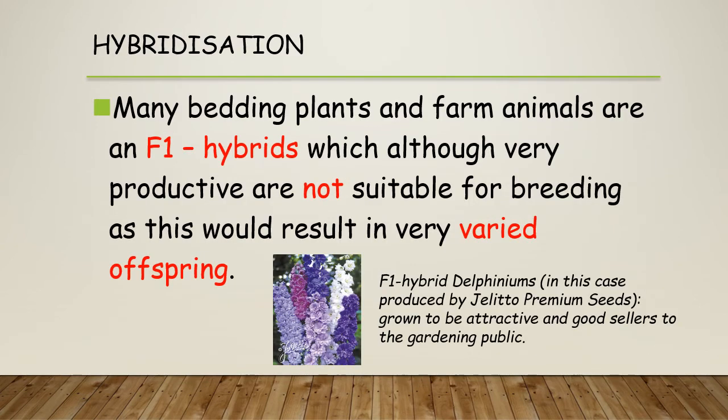You're then very careful about which animals or plants you use for breeding, because many of our bedding plants and farm animals and crops are F1 hybrids. So that's great. They're incredibly productive for what you want from them, but they're not great for breeding because you then get a huge amount of variety within the offspring.